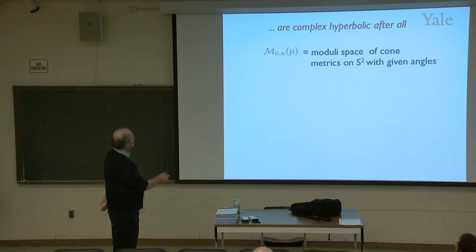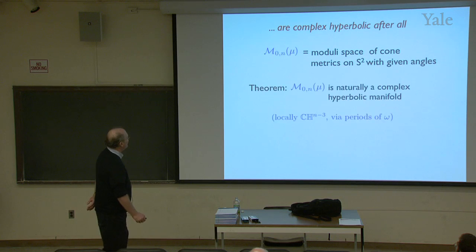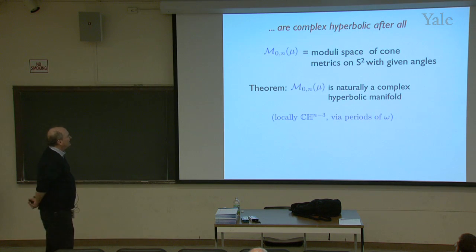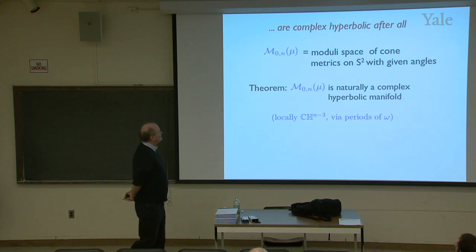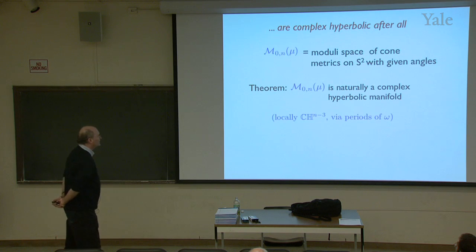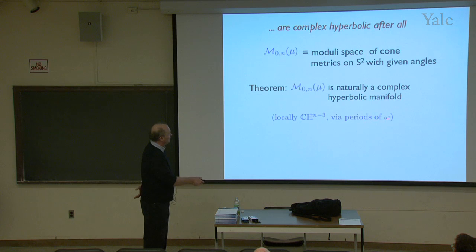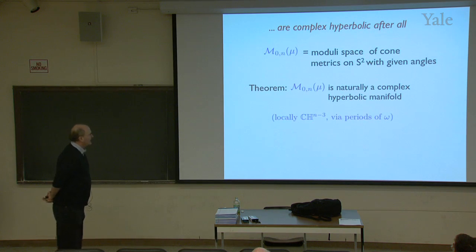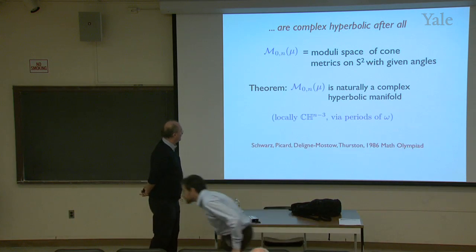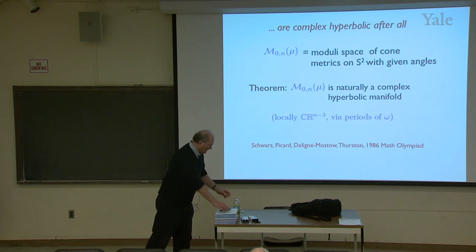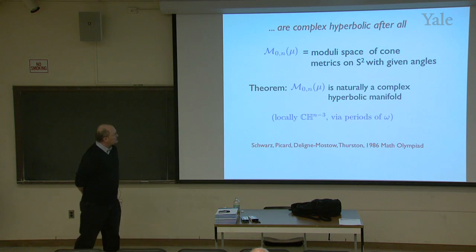So here's the statement. First, as I just said, we can think of this moduli space with these mu's now as a space of metrics with given cone angles. And the theorem is that moduli space is now naturally a hyperbolic manifold. And in fact, the periods of this form, which are multi-valued functions, at least locally define maps from this moduli space into the corresponding complex hyperbolic space. OK, so let me give you some background on this result.